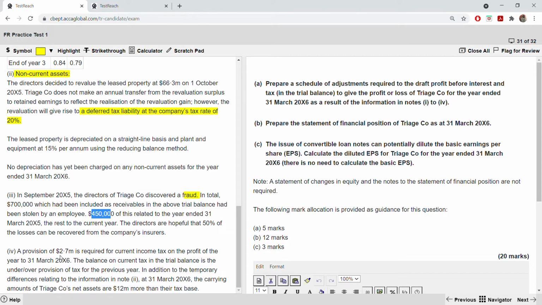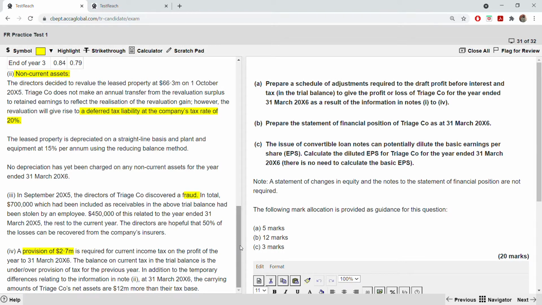Next is provision. Okay, they're talking about the provision. Point number 4. A provision is required for current income tax on the profit of the year. The balance of the current tax in the trial balance is under or over provision for the previous year. In addition to the temporary differences related to the information in note 2, the carrying amount of the company's net assets are 12 million more than their tax base.